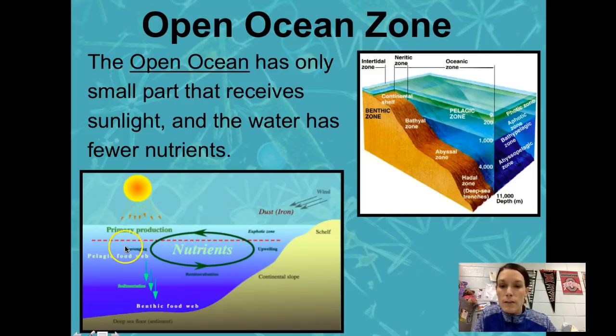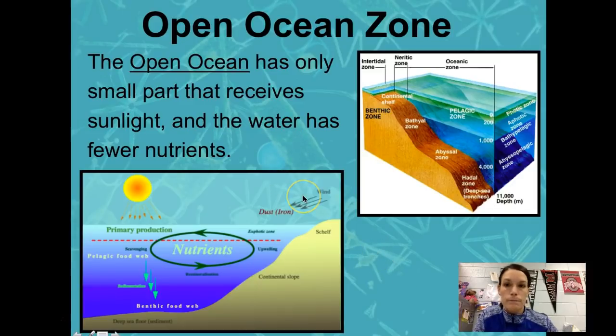There's not as much nutrients in this water as the neritic zone, because it's a lot deeper, and we don't have a large portion of the water getting sunlight like the neritic zone. This is also referred to as the oceanic zone. In the next couple of slides, I'm going to talk to you about the different zones within the open ocean zone.